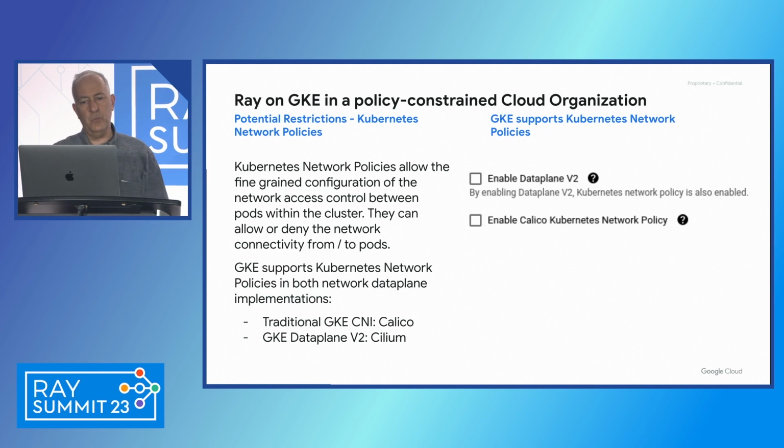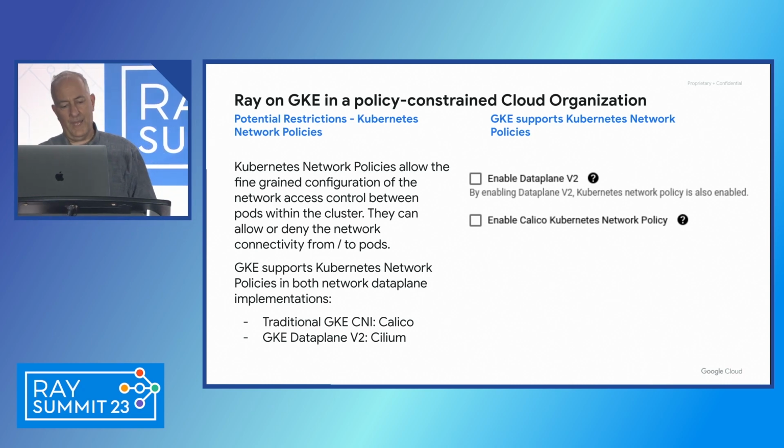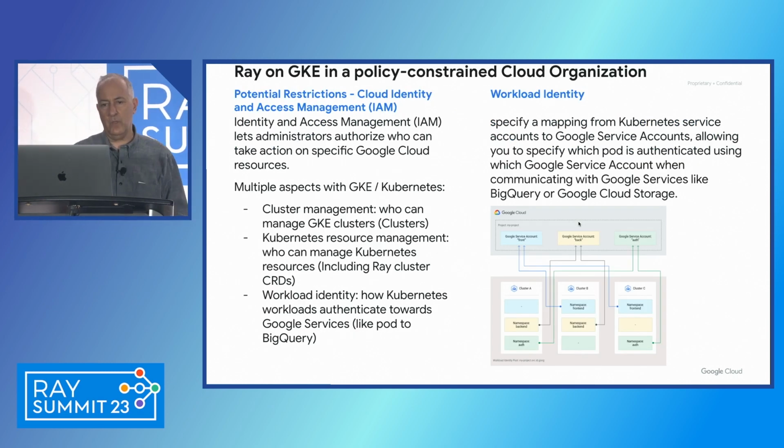The next one are the Kubernetes network policies. The network policies essentially allow very fine-grained configuration of the network access control between pods within a cluster. They can allow or deny traffic to and from the pods. And GKE supports Kubernetes network policies in both network data plane implementations. So you can enable Dataplane V2 and the Calico Kubernetes network policy. So that's something you can actually enable.